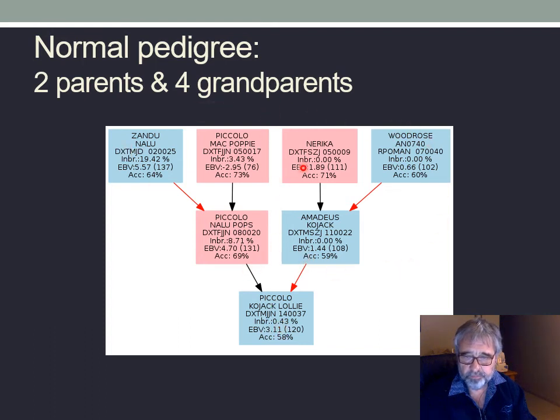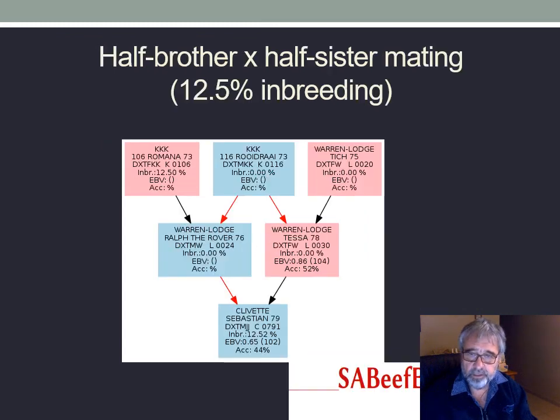At least for the two previous generations, there were no relationships amongst the animals. You will see there are some high inbreeding coefficients, 19.42% in this case, for this bull. So obviously he has parents in his pedigree that were mated, that were closely related.